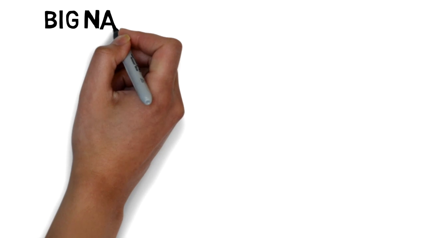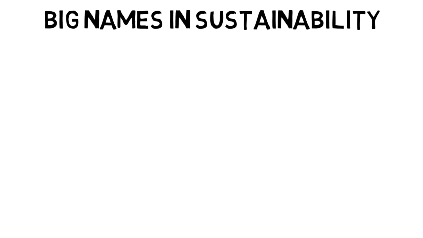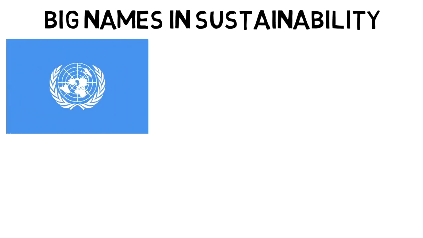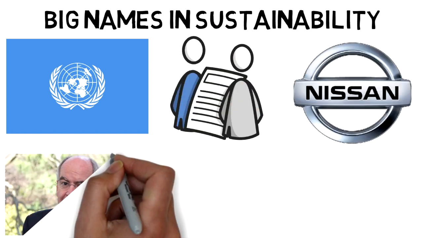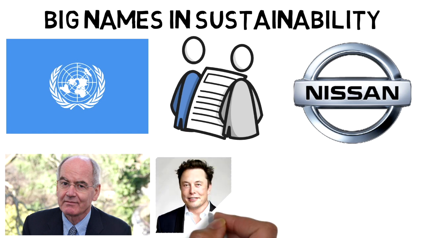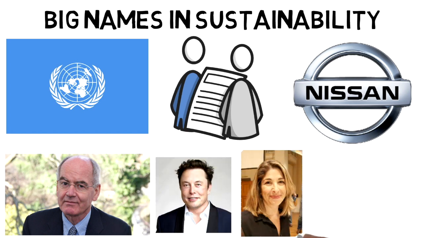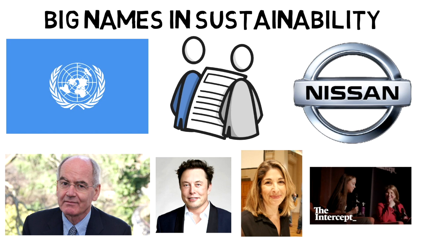Let's talk about some big names in sustainability. The UN is making a partnership with Nissan to come up with sustainability plans, which they are telling countries to follow. Other big names are John Elkington, the person who coined the term triple bottom line, Elon Musk, who uses sustainability in SpaceX, and Naomi Klein, who has written a lot of books and hosted a lot of talk shows for sustainability. The picture on the bottom right corner shows her and Greta Thunberg talking about sustainability in a show called The Intercept.